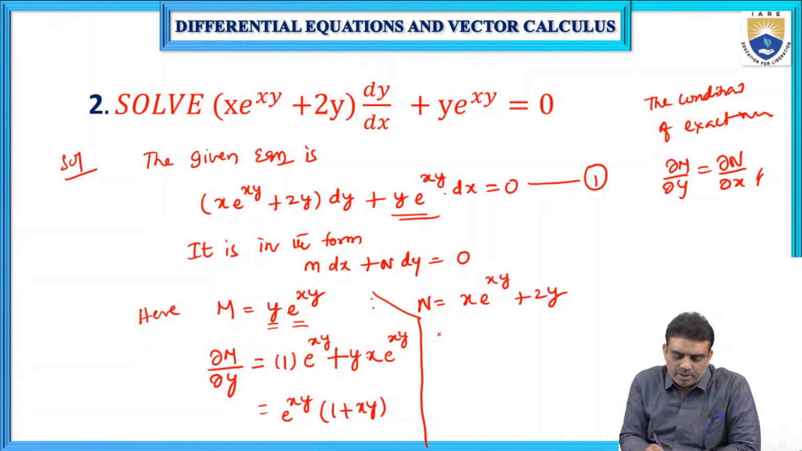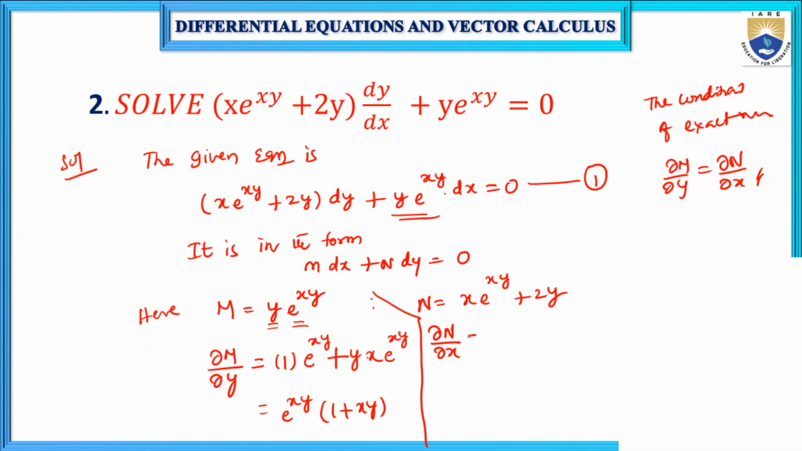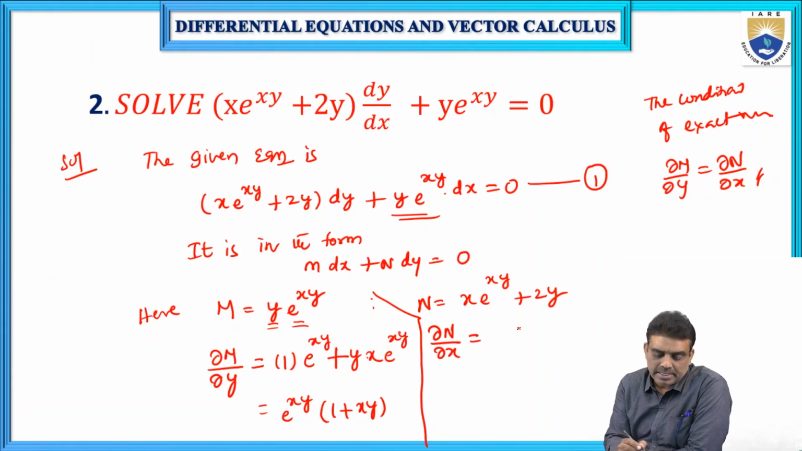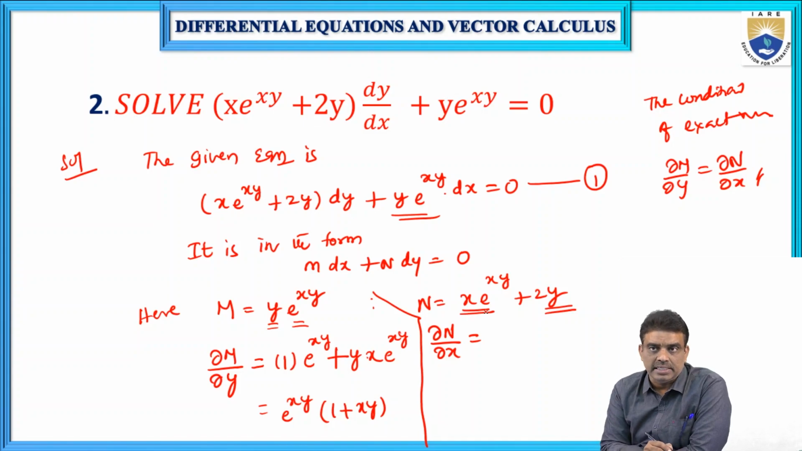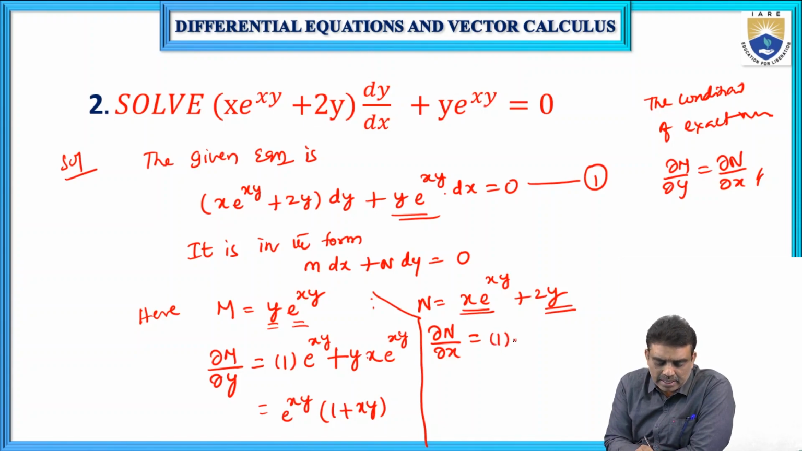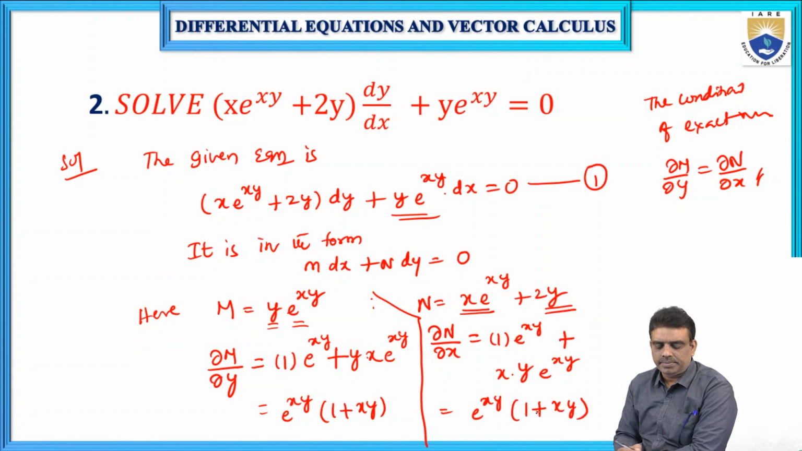Then what is dou n by dou x? Dou n by dou x, the partial derivative of n with respect to x. The second term, we know that it is 0 because it is 2y, a variable y. When you are differentiating partially with respect to x, that variable is treated as a constant. So we only have to differentiate x into e power xy: x, with e power xy treated as fixed, gives 1, plus x into the derivative of e power xy. With respect to x, xy becomes y, so it is e power xy, and taking it outside, 1 plus xy.